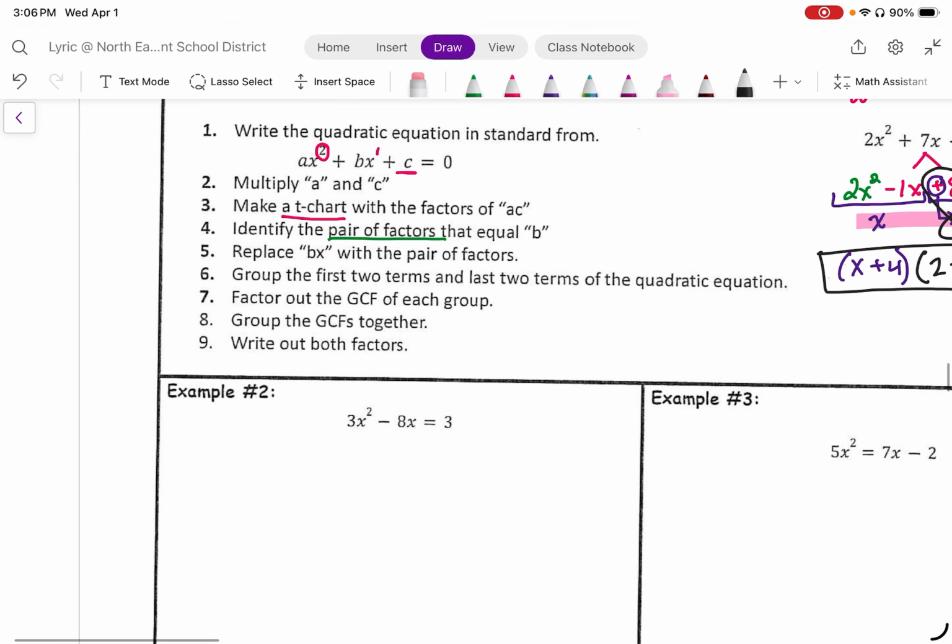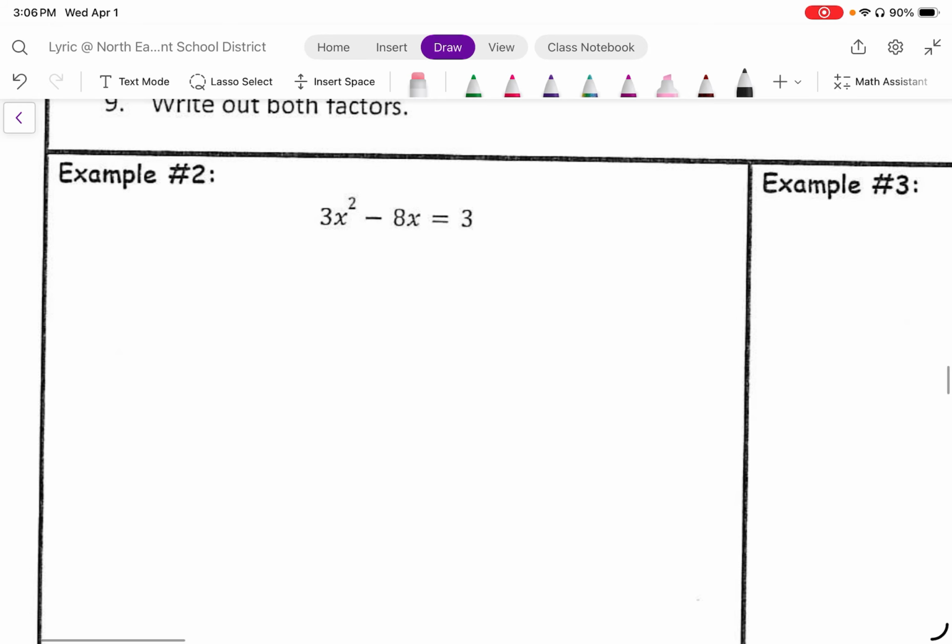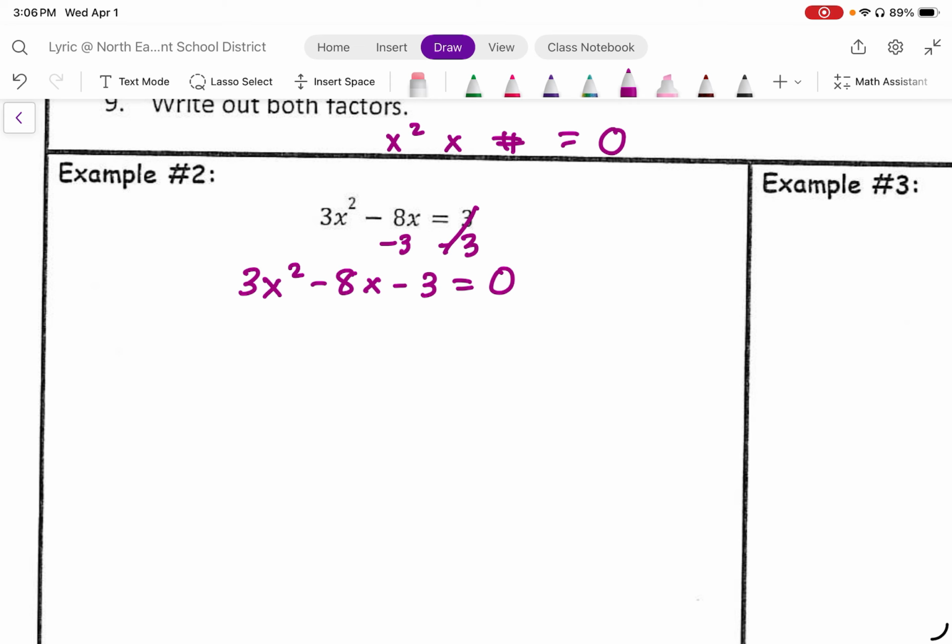Let's take a look at number 2. This time, we only have 3x squared and 8x. Looks like our constant is sitting on the other side of the equal sign. We do need this to be in standard form, which means it goes from highest to lowest, with nothing on the other side of the equal sign. So how can we get this to be highest to lowest with nothing on one side of the equal sign? We need to subtract 3 to the other side. Now our quadratic is in standard form, and we can begin factoring.